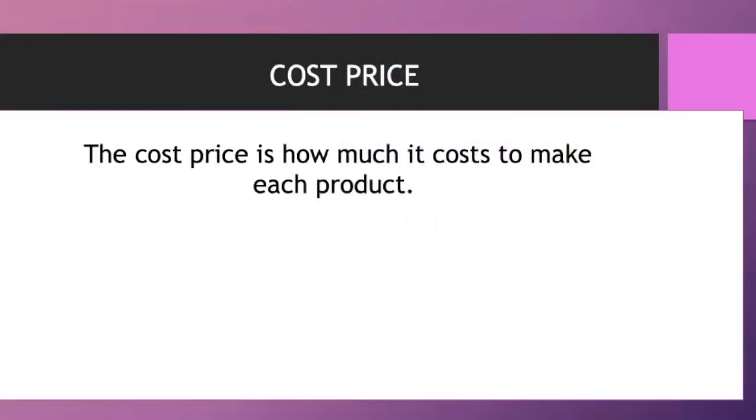Now, first we have to know, what do we mean by a cost price? Cost price is how much it costs to make each product. So in other words, the amount that is charged to just make the product that you want to sell. So that's the cost price. This is the cost of the product.